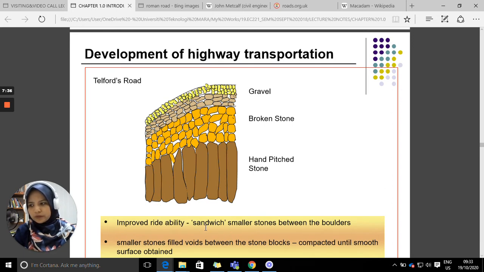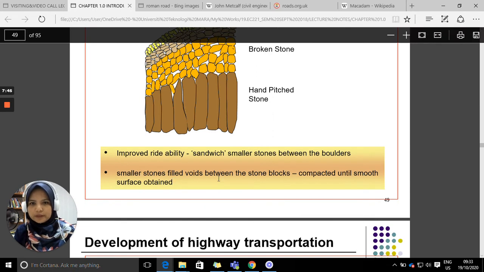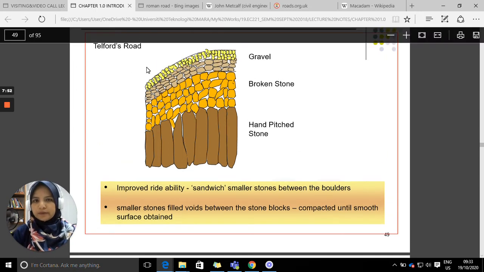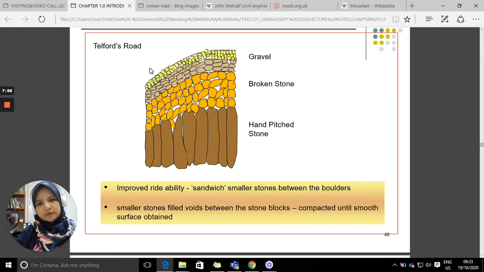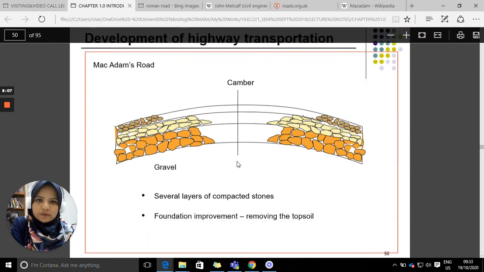Because they sandwich between the small stones and the big boulders, right? The small stone would fill the voids between the stone blocks, and it's being compacted until a smooth surface is obtained. So for Telford Road, what is new is that he introduced the compaction properties to eliminate all those voids between the material particles. Okay? And finally, this is the McAdam Road.